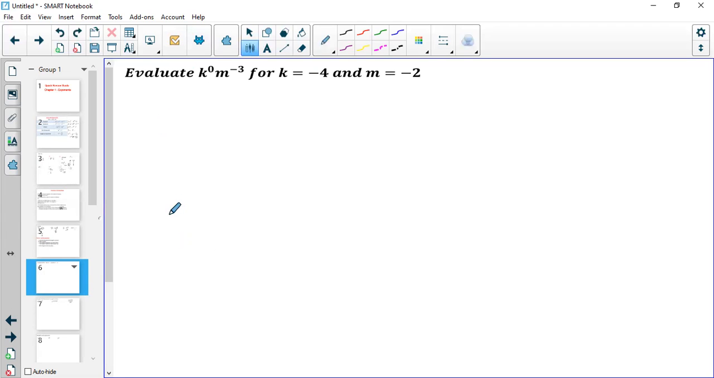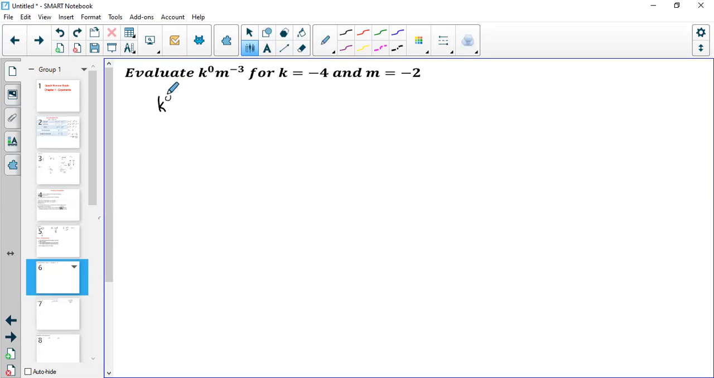Evaluate k to the power of 0, m to the power of -3 for k is equal to -4 and m is equal to -2. So pause the video here, try to do the question out by yourself, and then you can check your answers. Well, if you have done that, let's check the answer.